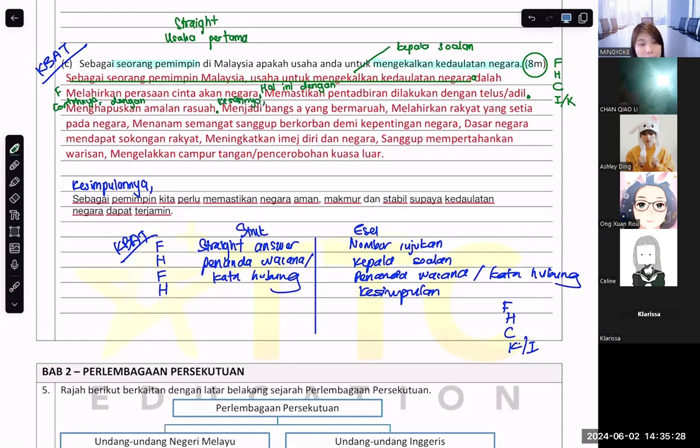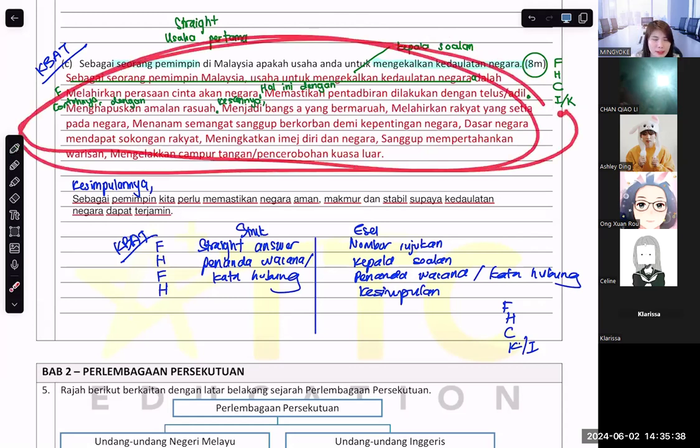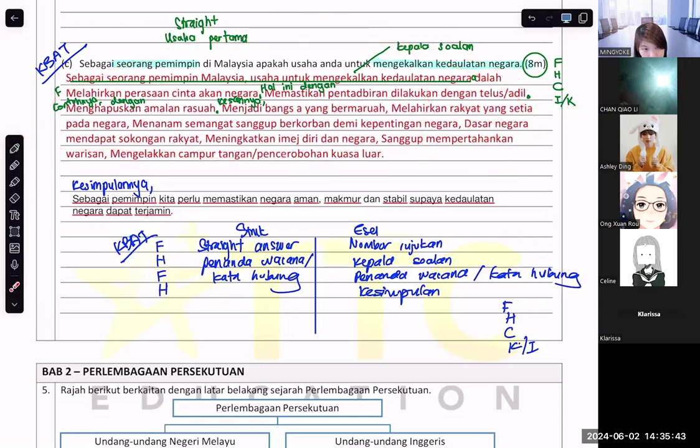Menjadi bangsa yang bermaruah. Like that. You see? After you are done with your fakta, huraian, contoh, inference, kesan, and the whole 8 marks is done already, maybe you put 10, you end with a kesimpulan. Kesimpulannya sebagai, because it's essay 8 marks.